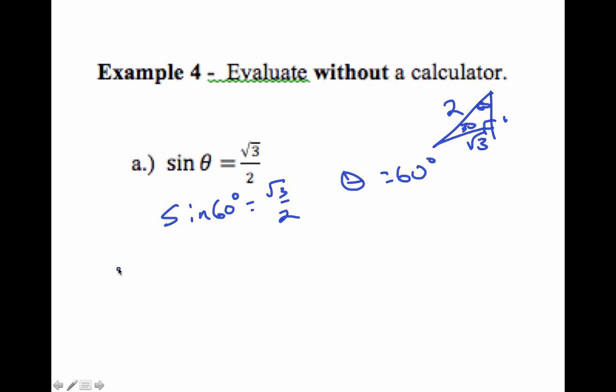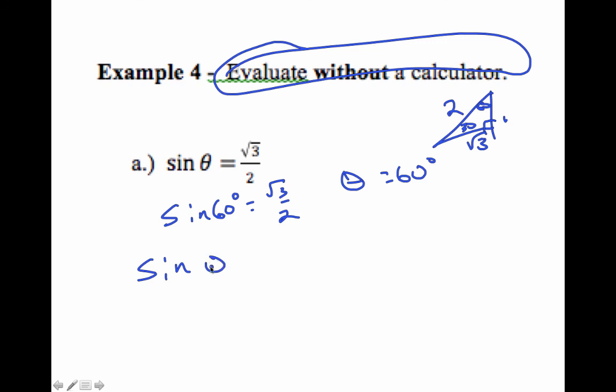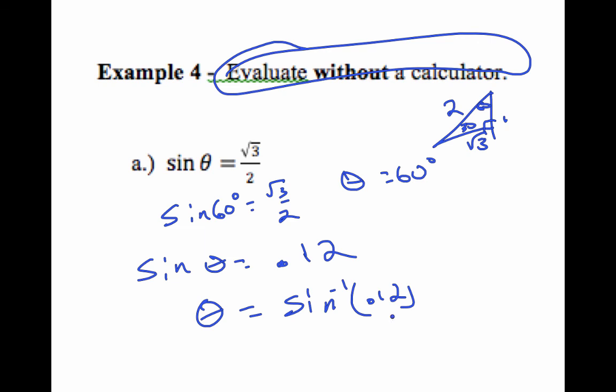And then, how do you do that on your calculator? They told me to do this one without a calculator, but let's say we ended up with sine of theta equals 0.12. How would you do that? Remember, theta equals the inverse sine of 0.12. That undoes it. If I want my answer in degrees, I have to make sure I put my calculator back in degrees. Then the inverse sine of 0.12 gives theta about 6.9 degrees.